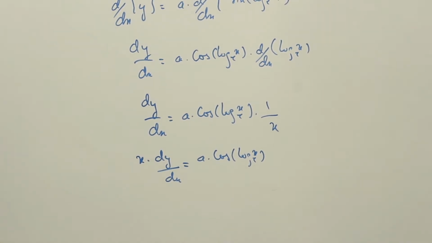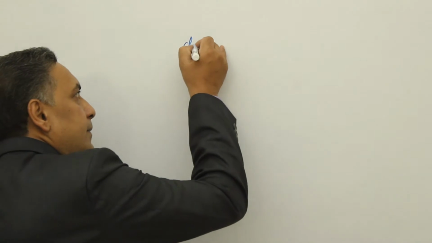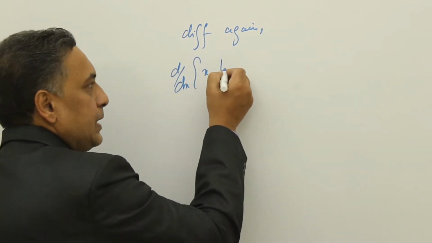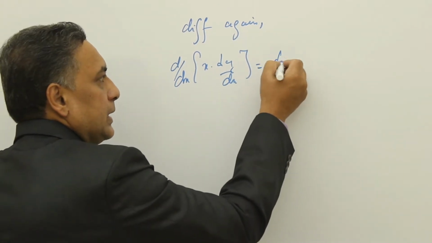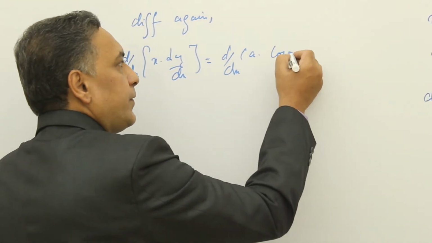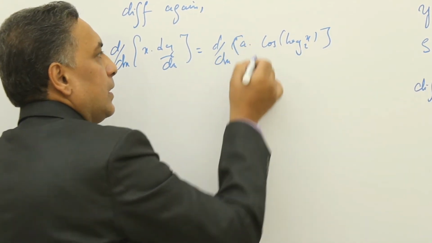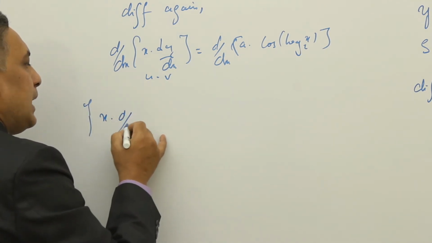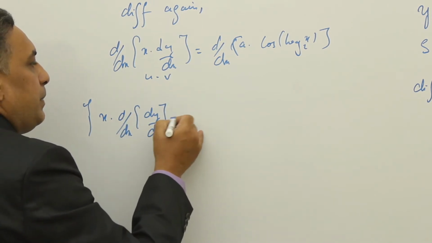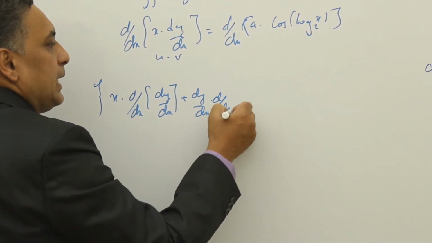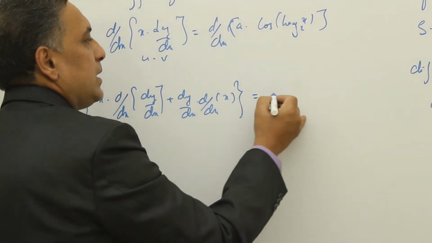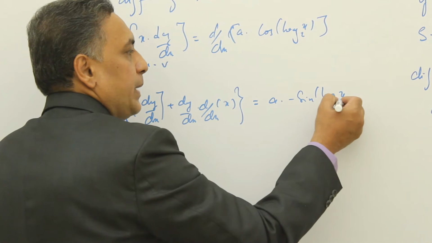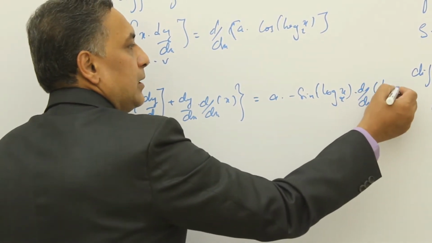So we have to differentiate this once again, that is the second derivative. So I'll differentiate again, you'll be getting d by dx of x into dy by dx. This will be equal to d by dx of a into cos of log x to base e. So this is again a UV thing and this will be a chain. So I'll be having here x into d by dx of dy by dx plus dy by dx into d by dx of x equals a into d by dx of cos log x, which is nothing but minus sine of log x to base e into d by dx of log x to base e.